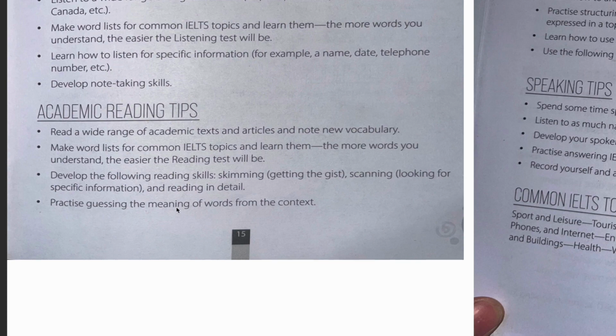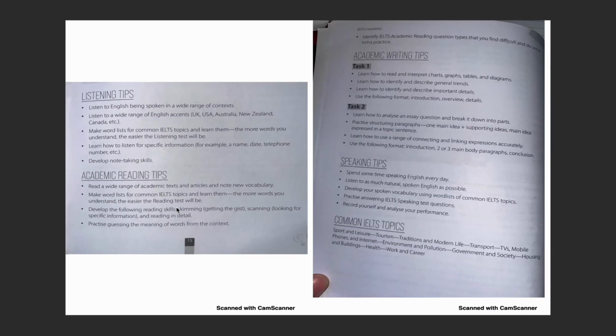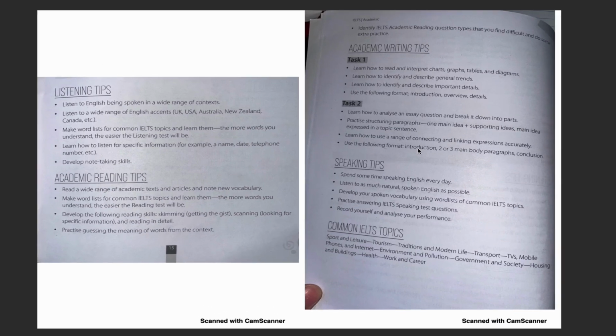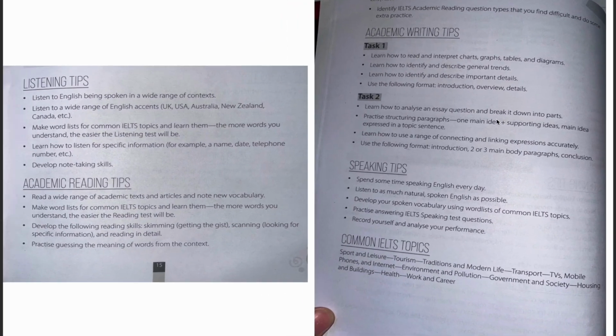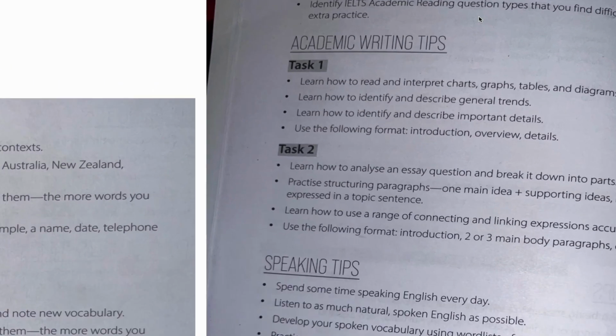Practice guessing the meaning of words from the context. So, if you're not able to understand the meaning of any particular passage over there, then you need to practice how to guess it. Identify IELTS academic reading questions that you find difficult and do some extra practice. When you keep doing many sample papers, you'll understand what you are finding difficult and focus more on that.